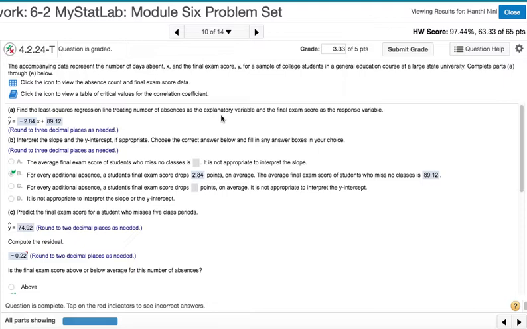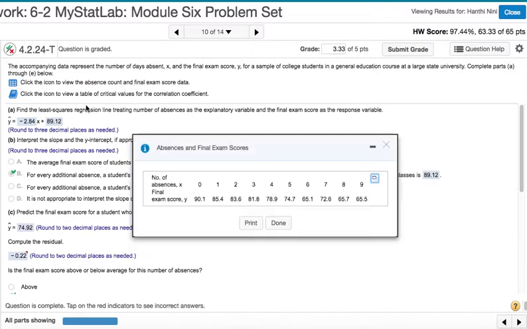And it makes sense to me, thinking about this, if you're absent more, your score on your exam would tend to be lower. So let's take a look at that. And here we see if you're absent 0 times, you're getting a higher score than if you're absent 1 or 2 times or any of the others. So it looks like as the number of absences goes up, the trend is that the final exam score tends to go down. So that is a negative trend or pattern that we're seeing there.